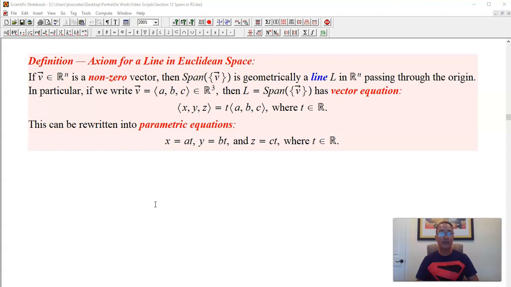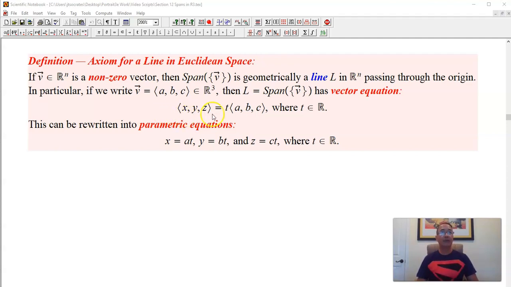Okay, so we can generalize this even further. What about Euclidean spaces that we cannot visualize, like R4, R5, and so on? So we will say that if v is from Rn, and it is a non-zero vector, then the span of v is geometrically a line L in Rn. And it passes through the origin. As we saw in R3, that line passes through 0, 0, 0. So even though we can't visualize R4 and R5, if you have a single non-zero vector, and we find its span, all of its scalar multiples, then we'll just call that a line in Rn. But if we're in R3 and our vector is (a, b, c), then our line has vector equation x, y, z equals t times (a, b, c), where t is a real number.